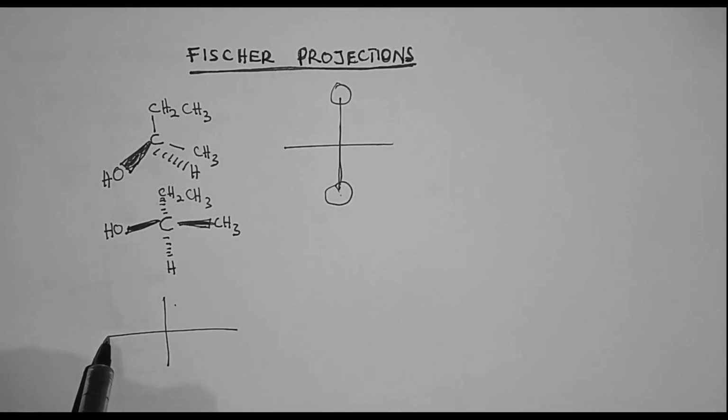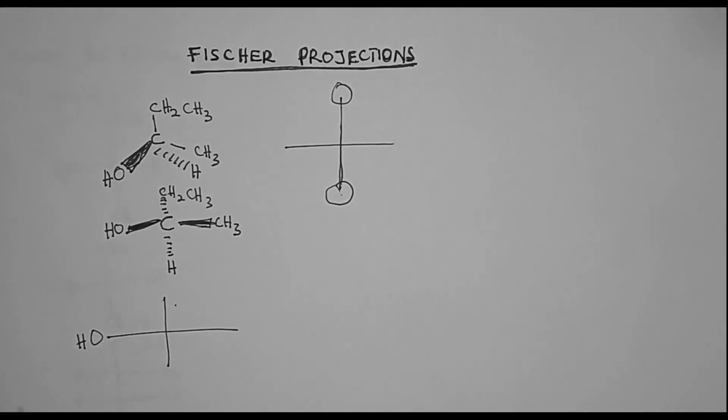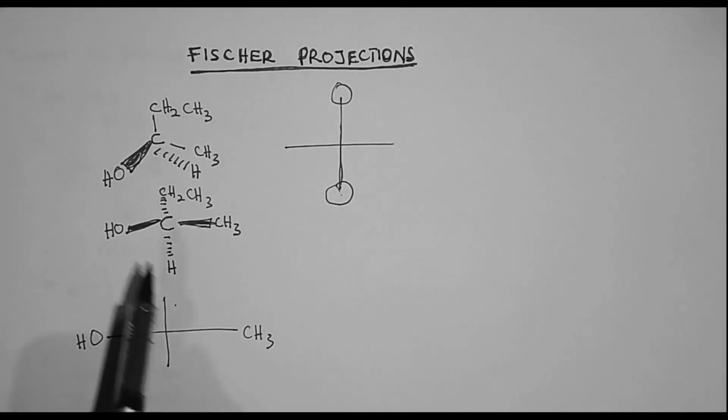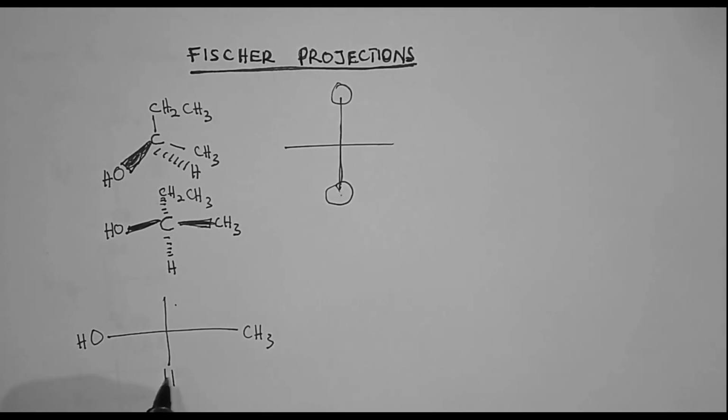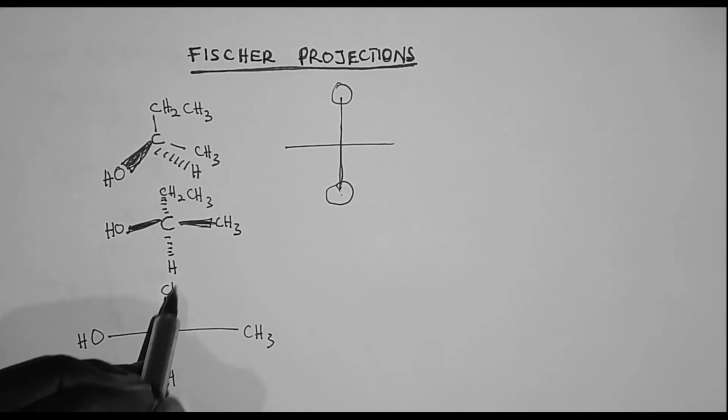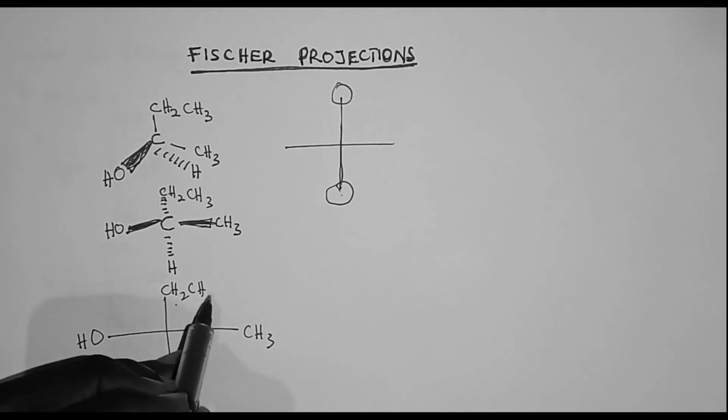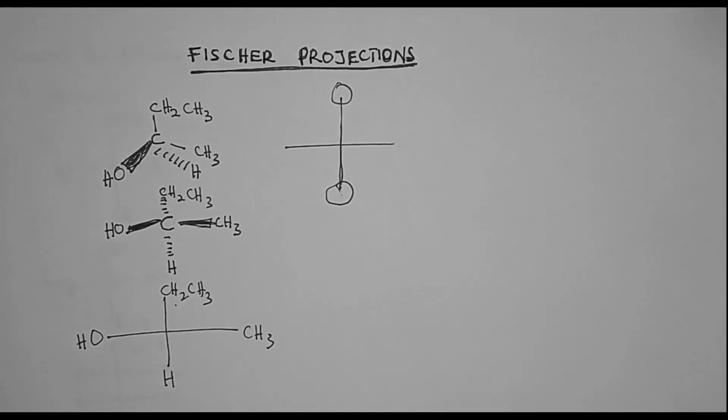Let me draw it here. So the OH is pointing towards the viewer, so it comes on the horizontal line, and this CH3 too comes on the horizontal line, and then this proton will come down here, and then this CH2, CH3 will come on top.